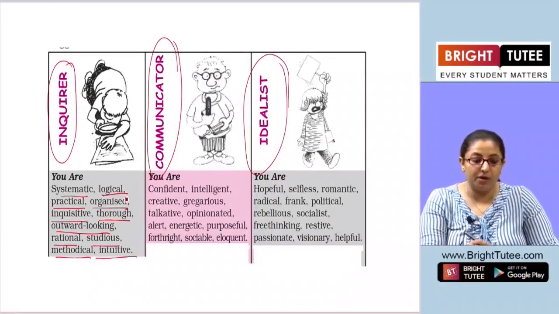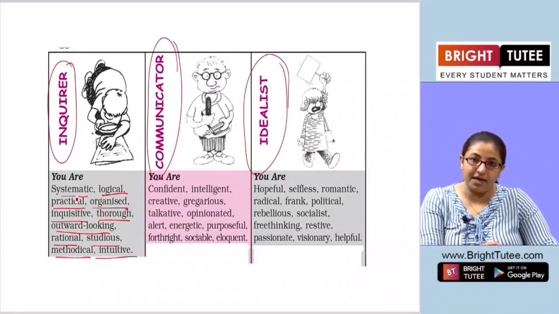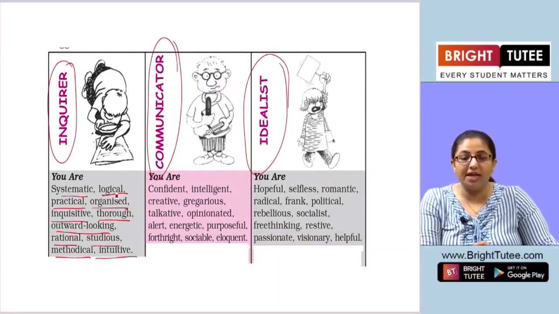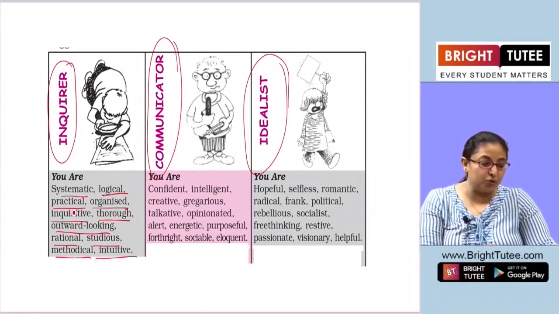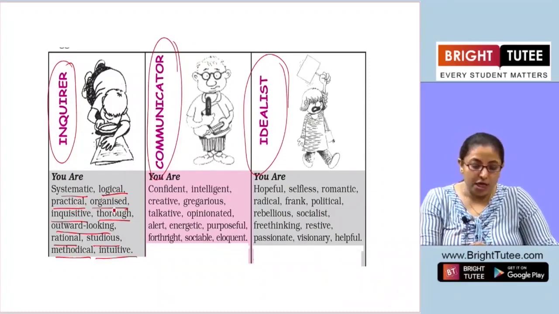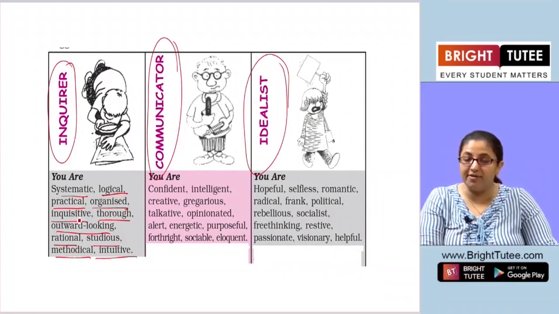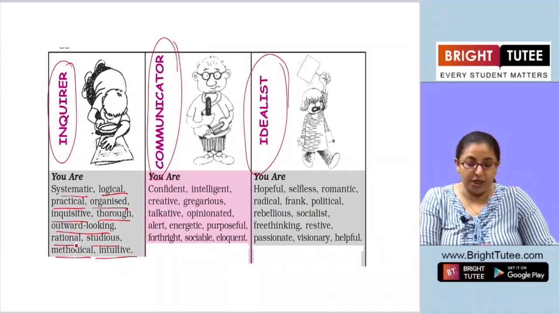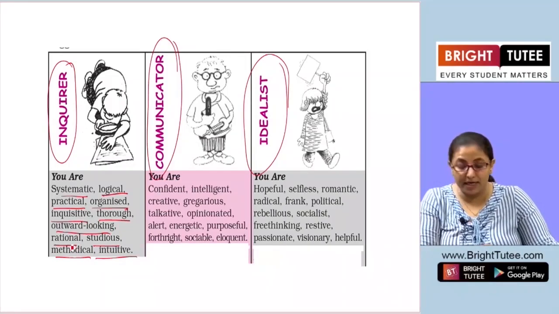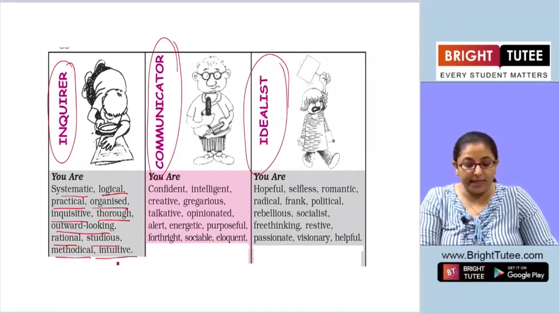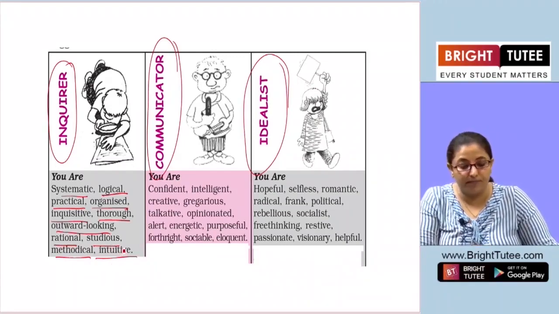Such people who are inquirers, they work very systematically, they are not haphazard in their behavior. Logical, they think everything very logically. They are practical, they do not let their emotions overcome their practical approach. They are organized, inquisitive, very curious, thorough, they know whatever they are doing. Outward looking, rational, they do not think by their heart, they think by their mind. Studious, they study really well. Methodical and intuitive, they have great intuitive power.